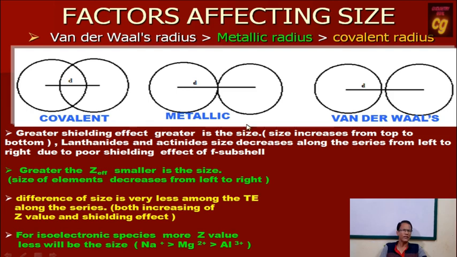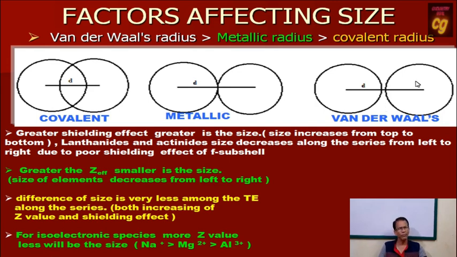Then the factors affecting size, which is very important. Generally, there are three types of atomic size we observe. What are these? One is covalent radius. Another is metallic radius. Another is van der Waals radius. Covalent radius means the bond is a covalent bond, metallic radius means the bond is a metallic bond, and van der Waals radius means the bond is a van der Waals force.